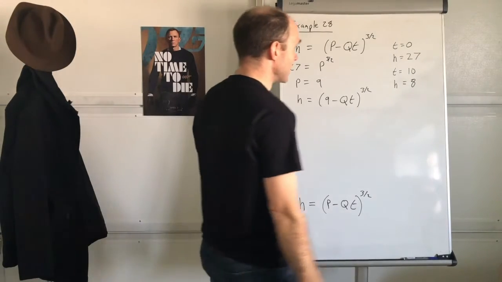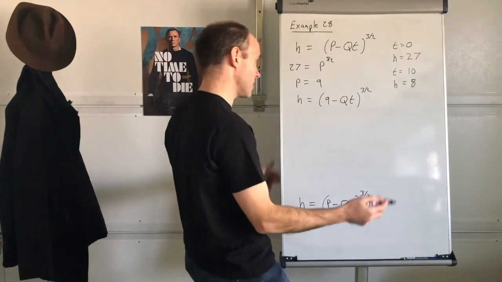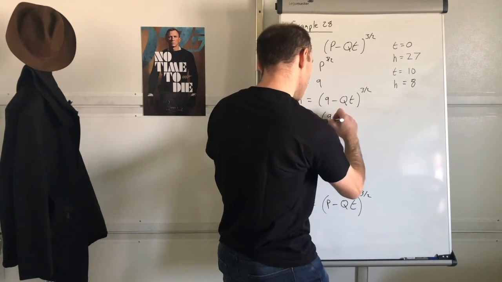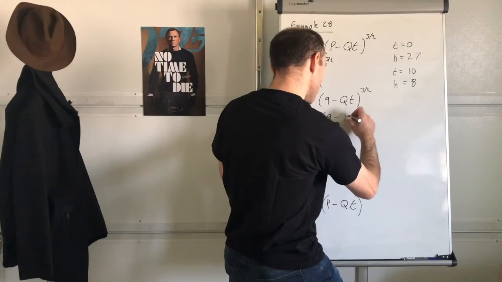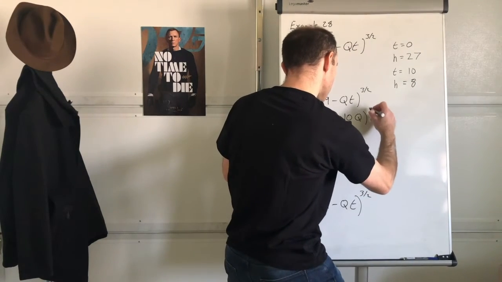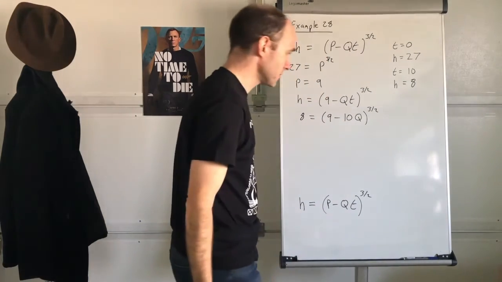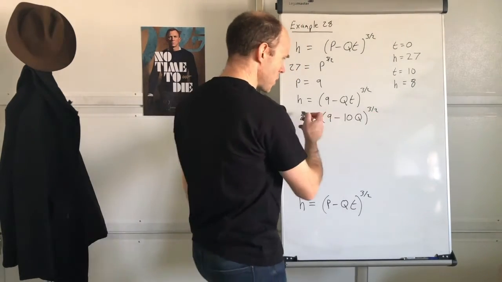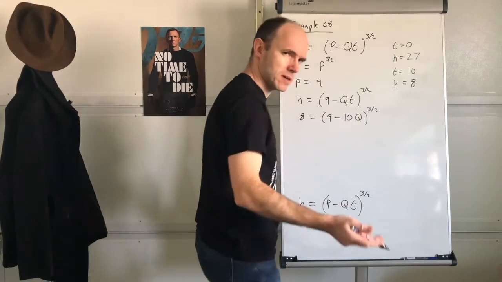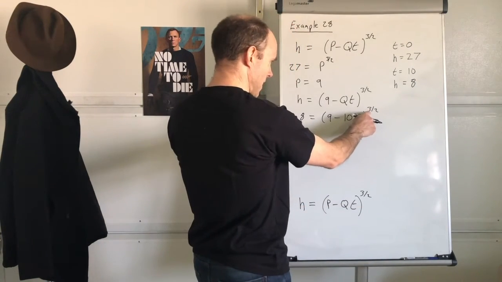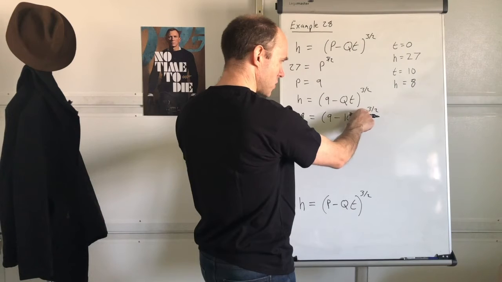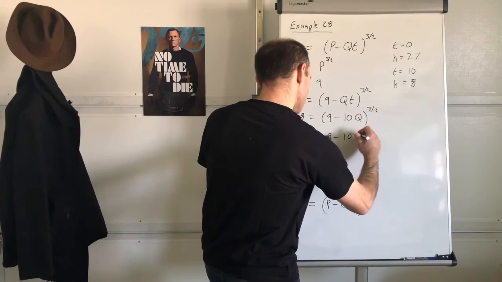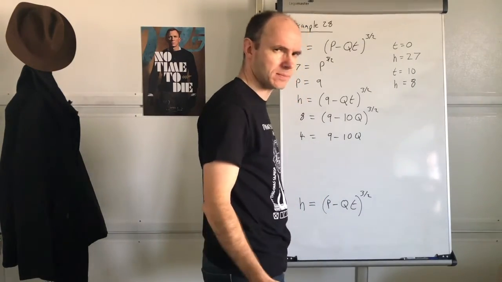Okay. Next, t is equal to 10 and h equals 8. So you're going to have 8 equals 9 minus 10q to the power of 3 over 2. These numbers are quite nice, aren't they? Because look, you can do the cube root of both sides and then square both sides. The cube root of 8 is 2 and squared that is 4. So you've got 4 is equal to 9 minus 10q. Happy with that? I hope you're happy with that.